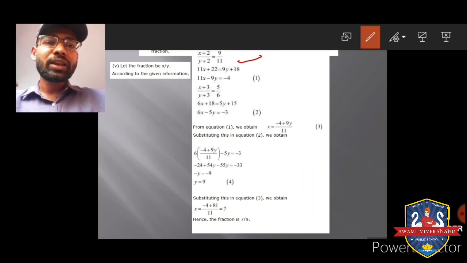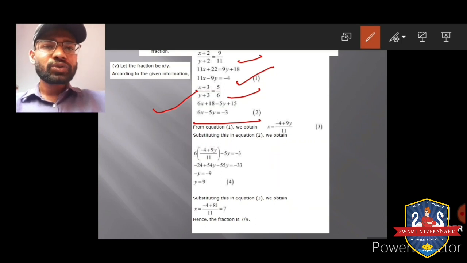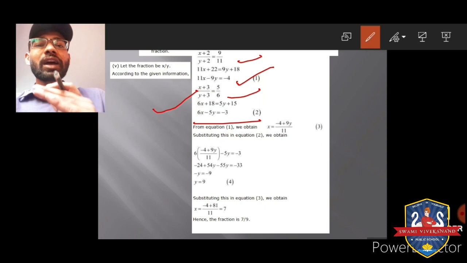Now on simplifying, how can we simplify it? On cross multiplication, we get 11x minus 9y is equal to minus 4. The second equation is, if we add 3 in both numerator and denominator, we get 5 by 6. So on simplifying it, we get 6x minus 5y is equal to minus 3. So we get two equations. Up to this step, our formation of equations is complete.